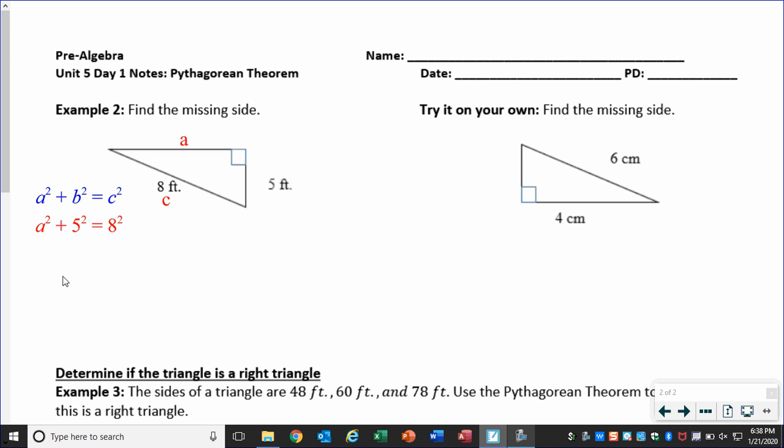Okay, so now I'm going to simplify what I can. I don't know what a squared is, so I'm going to keep that. I do know what 5 squared is, it's 25. And I know what 8 squared is, it's 64. So I go ahead and write that out.